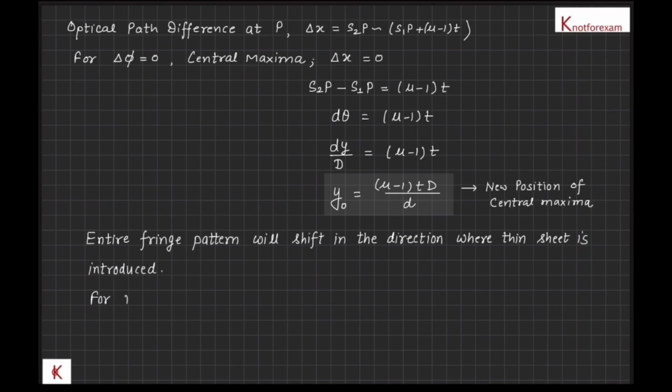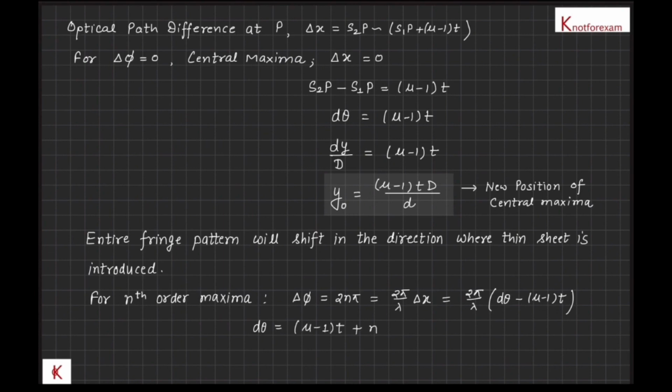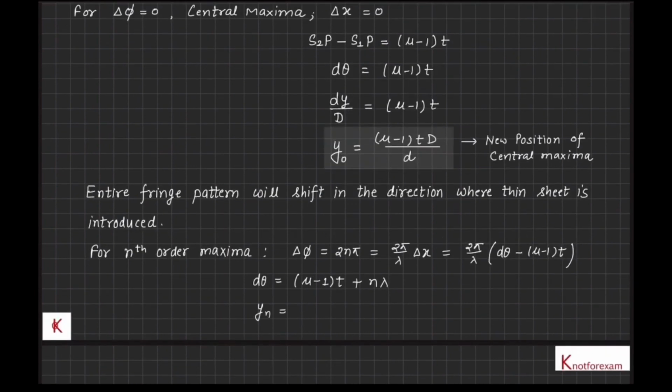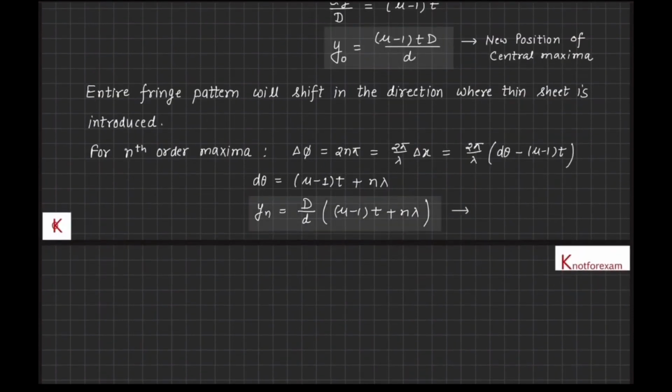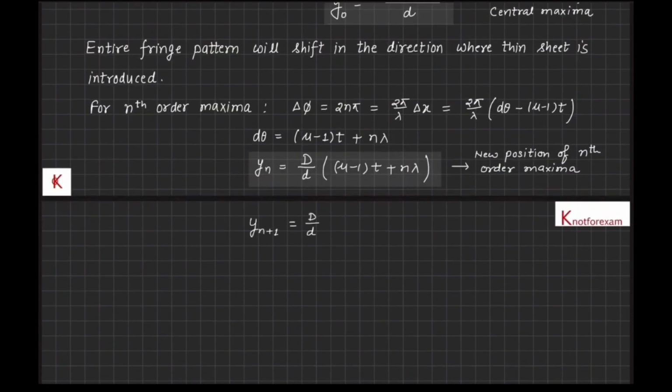And for nth order maxima, the phase difference at P, delta phi will be equal to 2n pi. Therefore, the phase difference, that will be 2 pi by lambda into the optical path difference, will be 2 pi by lambda into d theta minus (mu minus 1) into t. And so d theta will be equal to (mu minus 1) into t plus n lambda. Since theta is yn upon D, therefore the position of nth order maxima yn will be equal to D upon d into (mu minus 1) into t plus n lambda, and the position of (n plus 1)th order maxima yn plus 1 is equal to D upon d into (mu minus 1) into t plus (n plus 1) lambda.